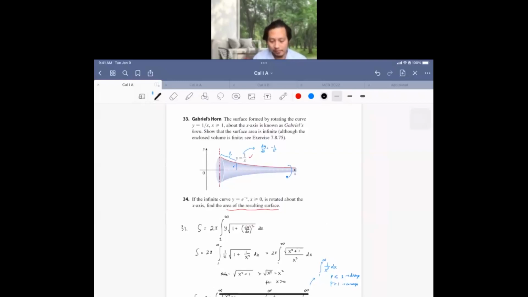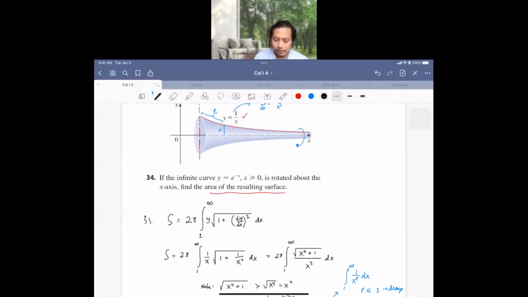Okay, now with similar formulations, we could also tackle number 34. Number 34, if the infinite curve, we have this, when x is positive, we have e to the power of negative x. So we should have the same formulations, but now we will have 2 pi. Now it will be e to the negative x, and the square root of 1 plus e to the negative x squared. And then the dx.